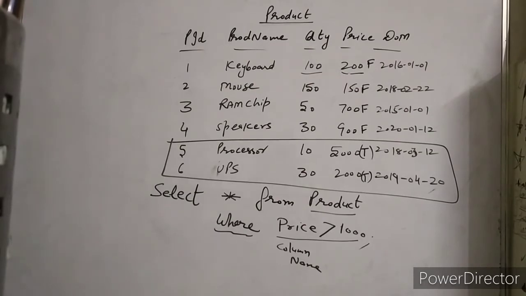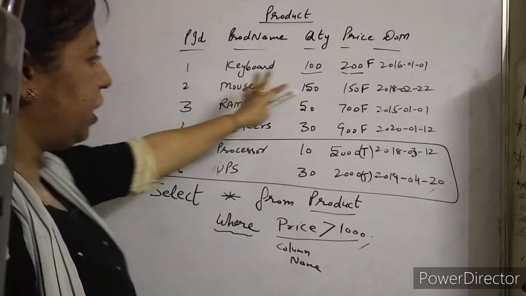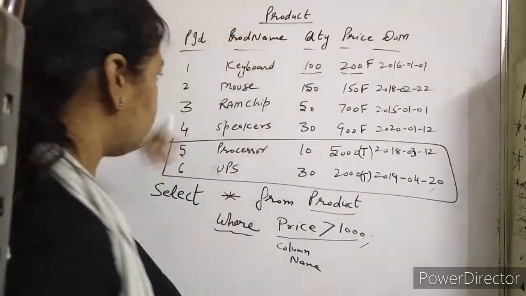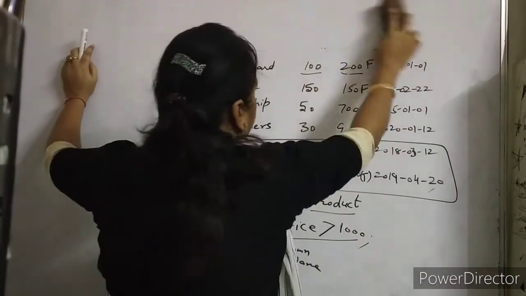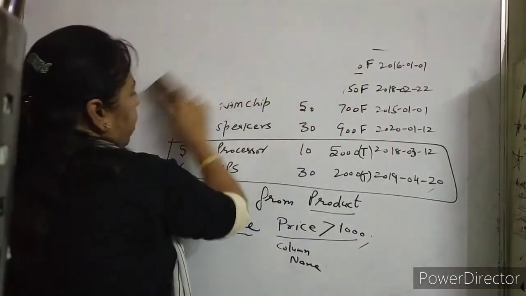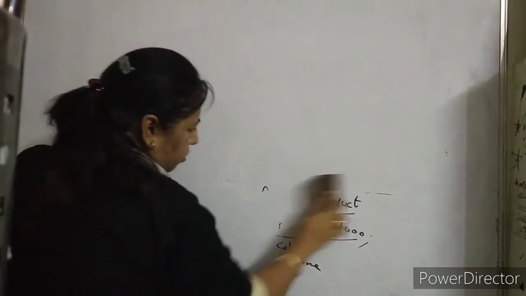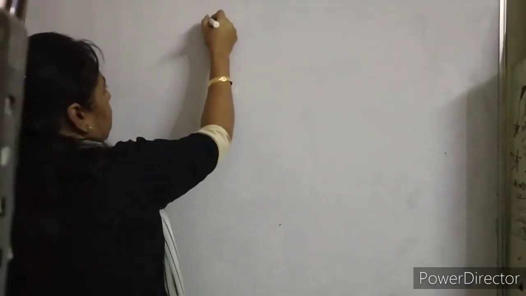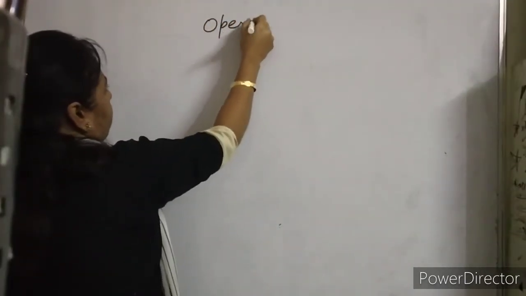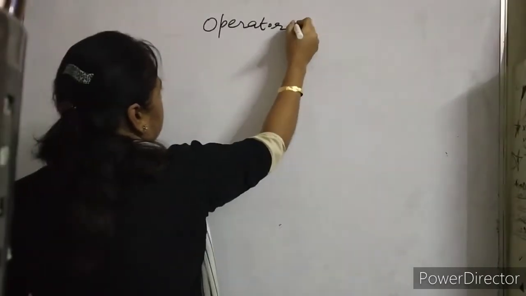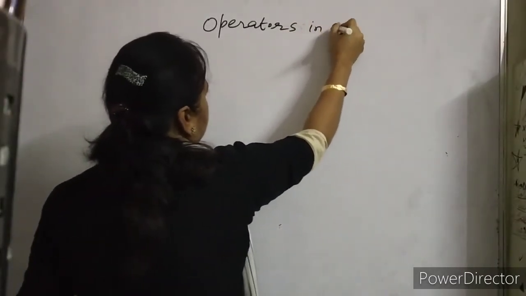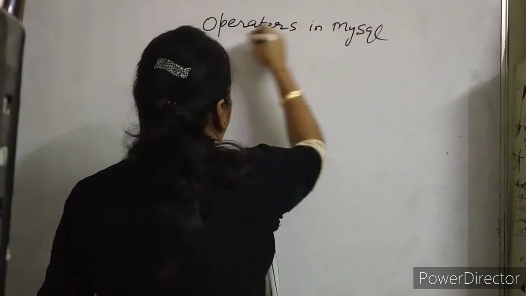Now to make the condition, I am telling you some operators of MySQL. I am erasing this data due to the shortage of space. You can note down this data. You can make it yourself. Next is operators. Operators in MySQL.